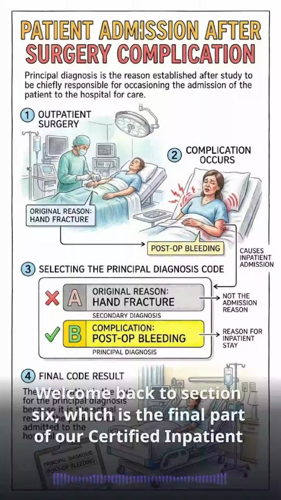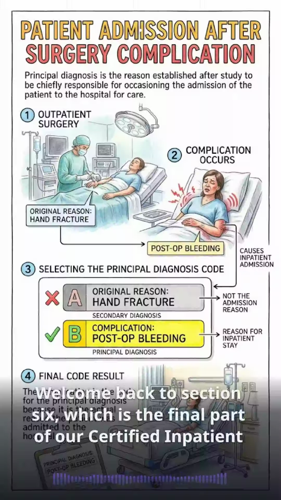Prematurity is a very big deal in coding, because it requires a lot of extra hospital care. We also look for congenital problems, which are things the baby was born with from the start. Reading the birth record is the only way to get these codes exactly right for the bill.